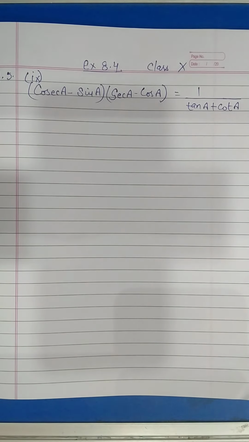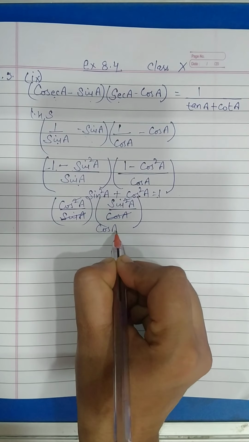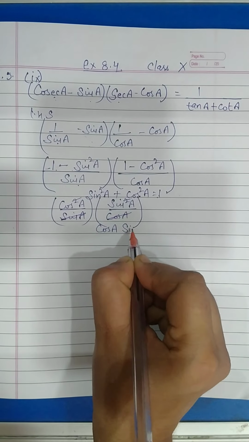Now both brackets means multiply. So 1 sine A cancels with this sine A, 1 sine A is left. 1 cos A is cancelled, 1 cos A is left. So what is left? Cos A multiply sine A. And this is not our right hand side answer. So you can take the right hand side or you can modify this for finding the right hand side. I am taking the right hand side.